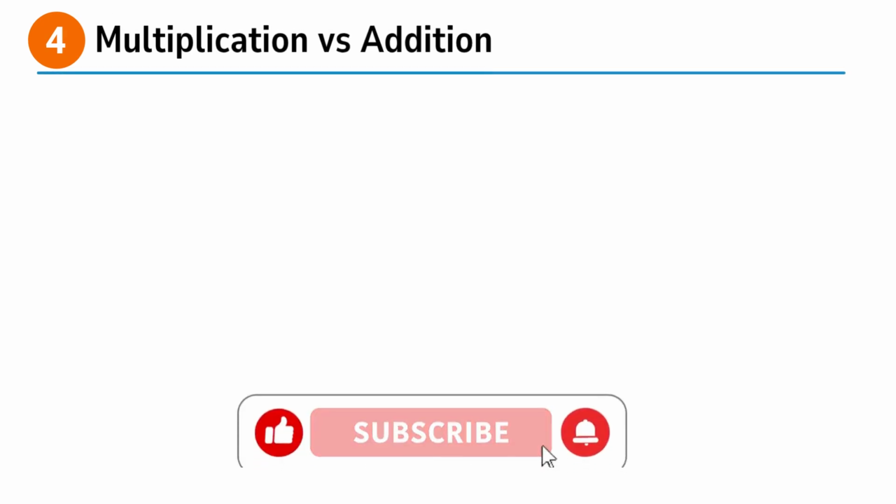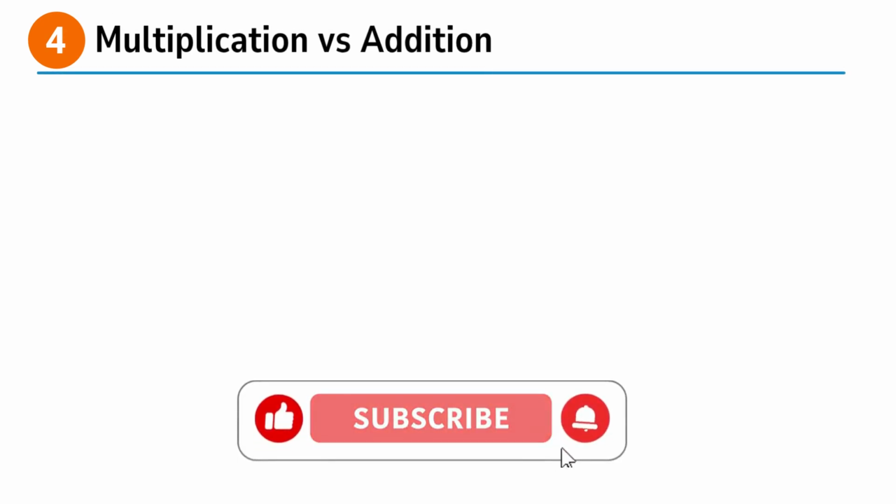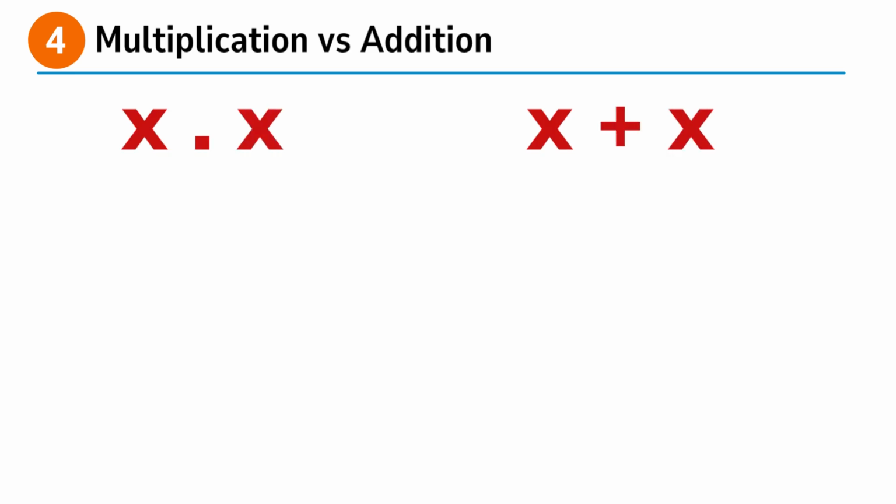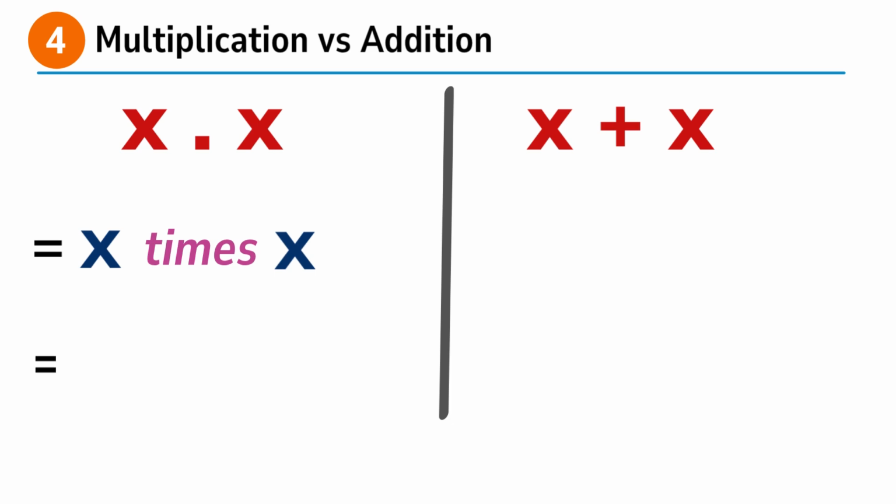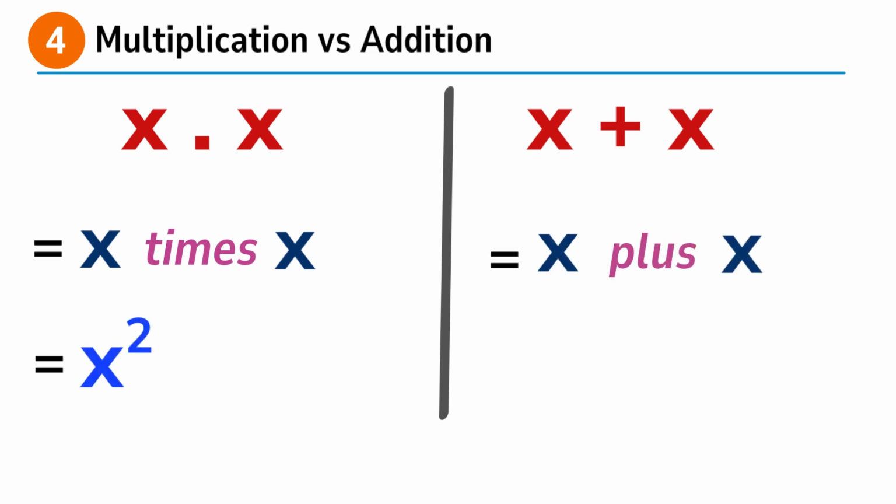4. Multiplication versus addition. Here's another easy to mix up one. X dot x and x plus x. X dot x means x times x, so the answer is x squared. But x plus x means addition, therefore the answer is 2x. They look similar, but multiplication and addition behave very differently.